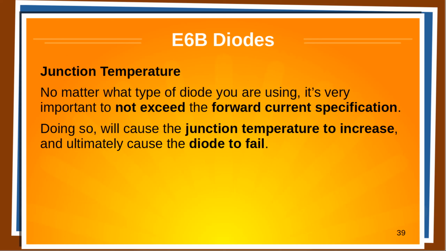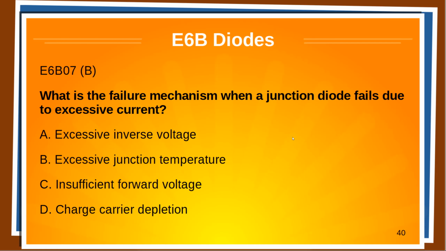All right, so you have to be careful not to exceed the forward current specification, because that causes the junction temperature to increase because it's proportional to the current. So they'll limit the maximum junction temperature for the devices. So when you get up to that point, it will at some point fail. Usually when you don't want it to.